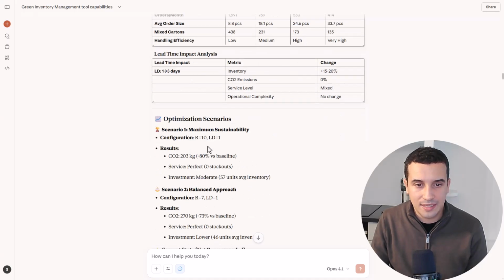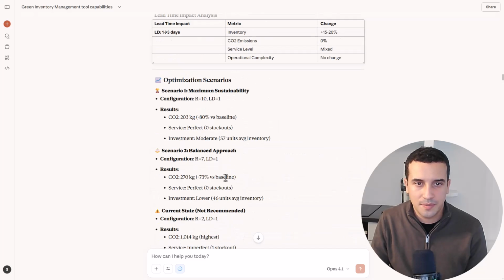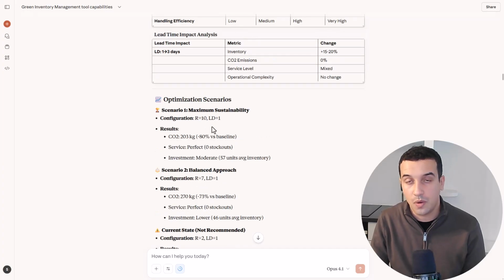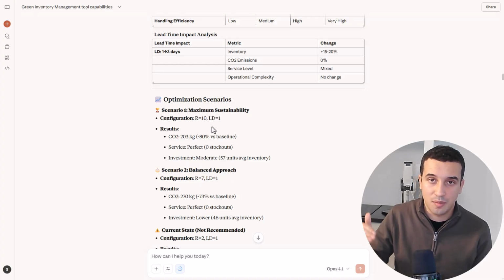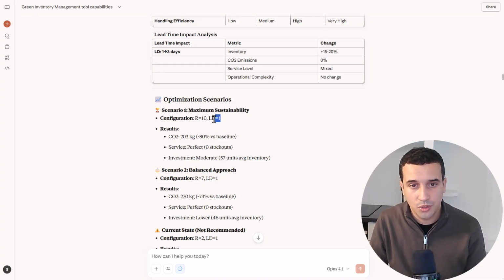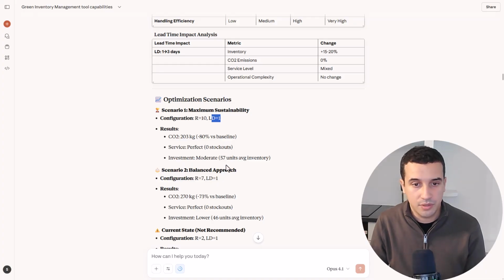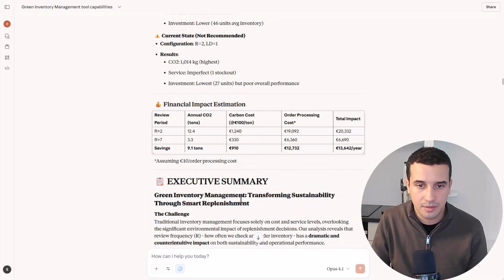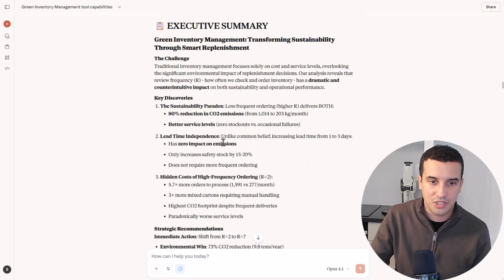And then it's providing an optimal scenario. I think the optimal scenario, probably with maximum sustainability, is with the highest review period and a lead time that is short. Why? Because you are minimizing the number of trips, and also with a short lead time, you are minimizing the quantity delivered, because you need to deliver less to compensate for a shorter demand period. And you even have an executive summary for the supply chain director.